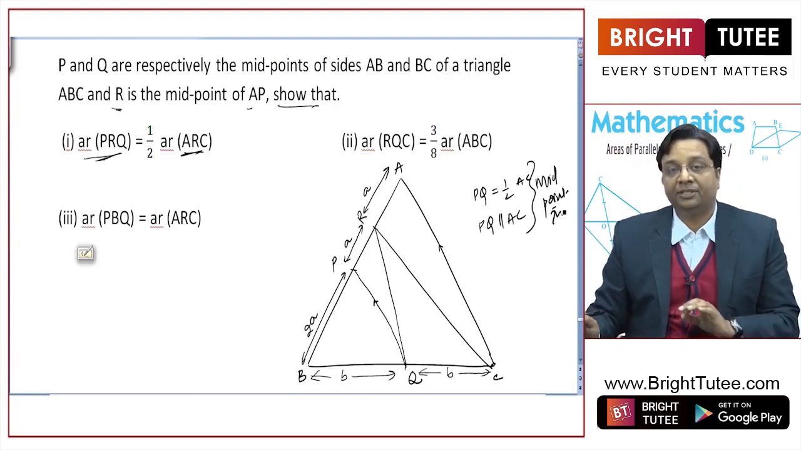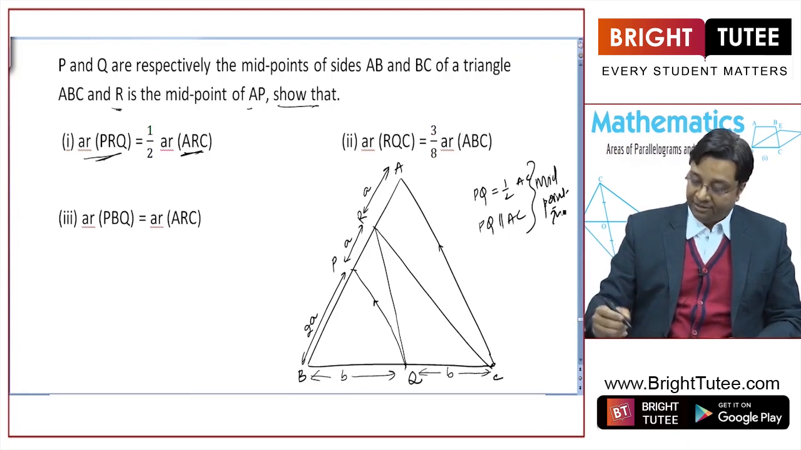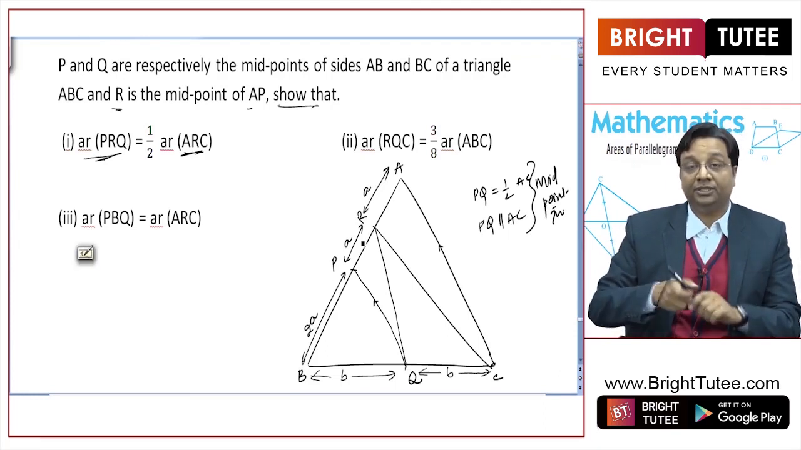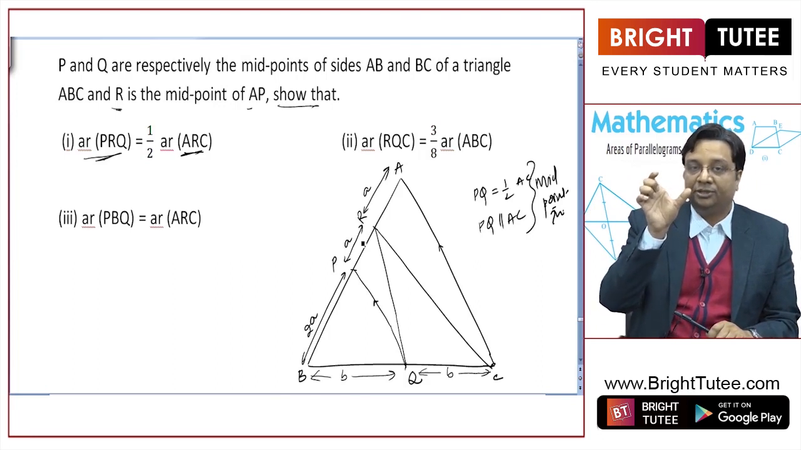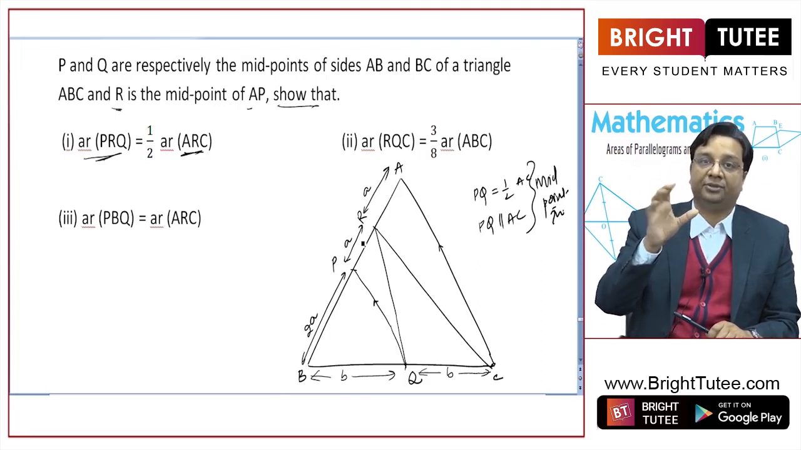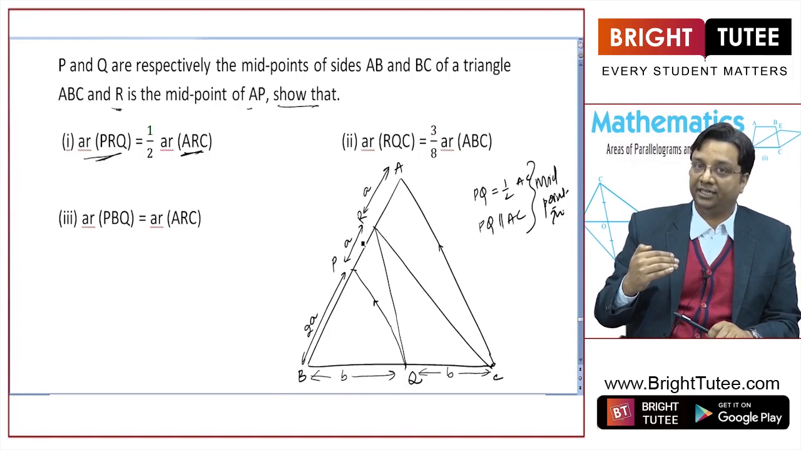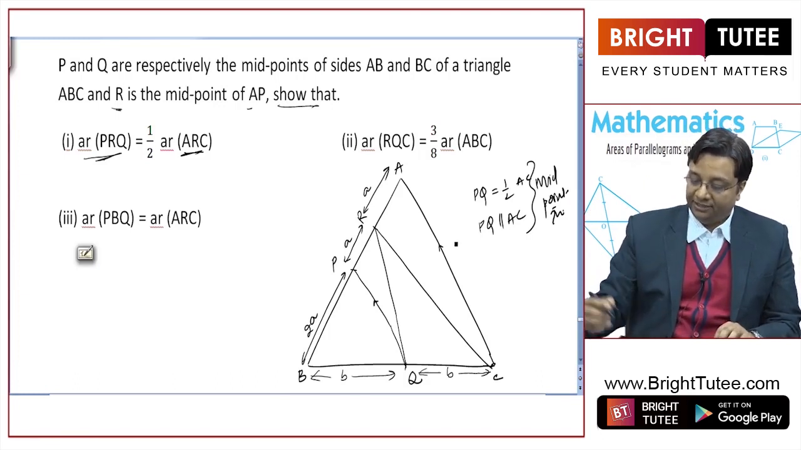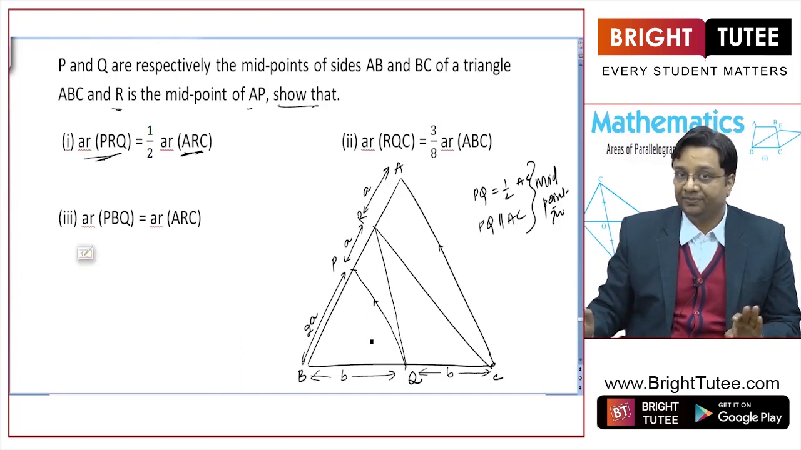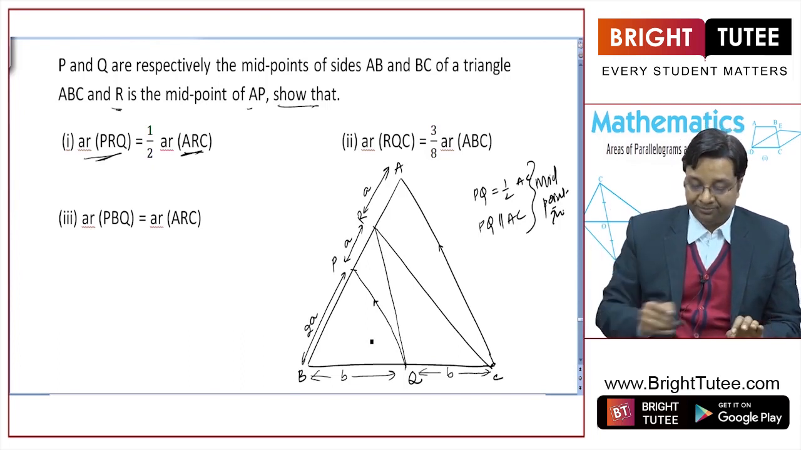We have studied about it, we have talked about it enough. Because if you join the midpoints of any two sides of a triangle, then the line joining these midpoints will be half of the third side of the triangle and will be parallel to it. So PQ is parallel to AC and PQ is half of AC as per the midpoint theorem.